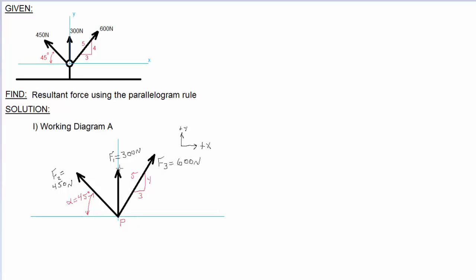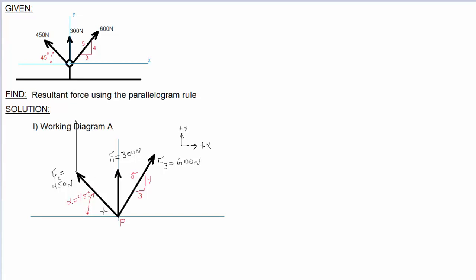Now, in order to deal with this particular problem, you have three vectors, and you cannot just take all three of them and put them together at once. You have to break them into their pieces. So we're going to deal with F1 and F2 first. In order to use the parallelogram rule with these two forces, I'm going to basically project F1. I'm going to slide F1 over to the tip of F2. I'm going to draw it over there.